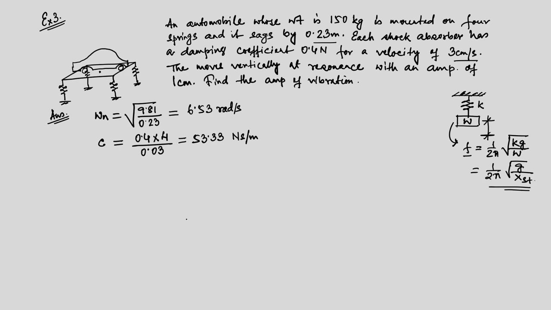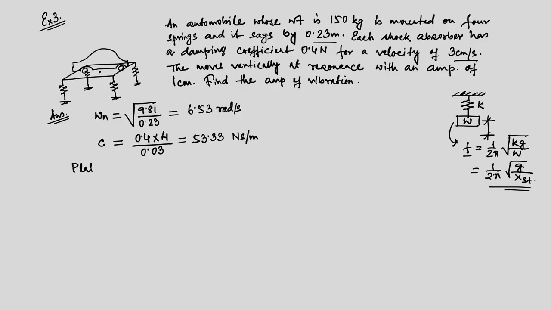Now, if you look at the problem statement, what it says that the platform vibrates with an amplitude of say x naught. Obviously, what will be the spring extension? It is x minus x naught sin lambda t.